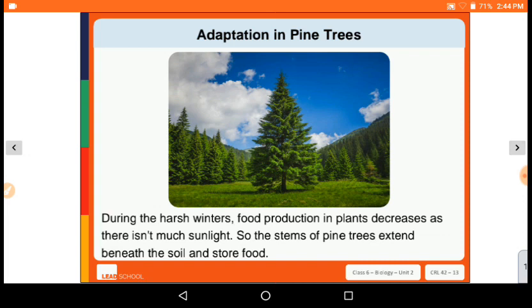During the harsh winters, food production in plants decreases as there isn't much sunlight. So the stems of pine trees extend beneath the soil and store food.